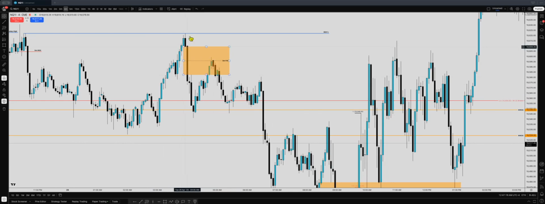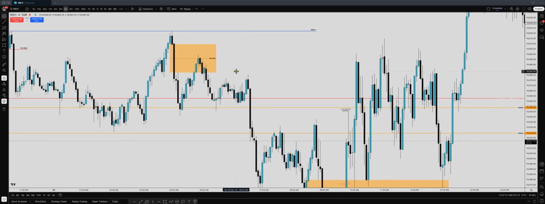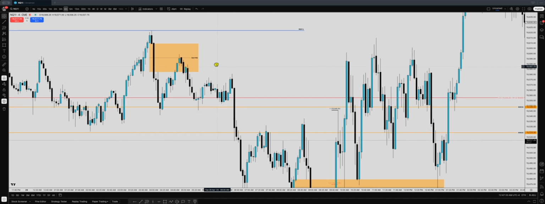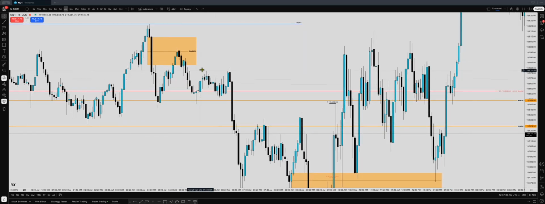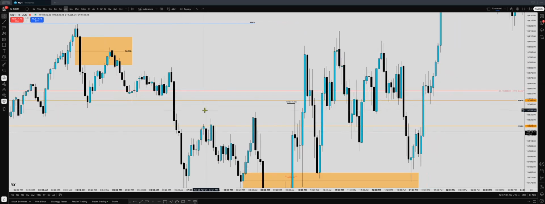So here in the 4-minute, it's also very clear. We're coming from premium. Displace, we got 1, 2, 3, 4, displace, fair value gap. There it is. And then, let's see, let's keep watching.